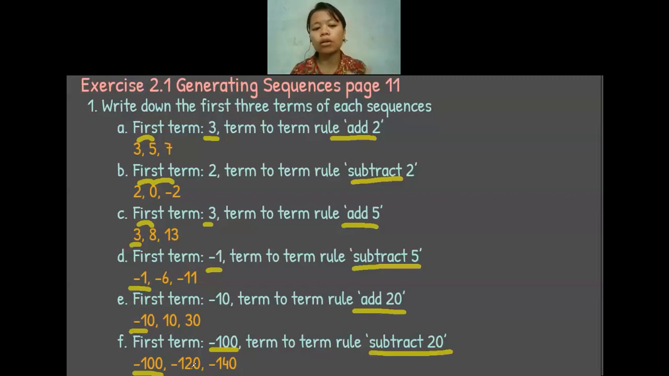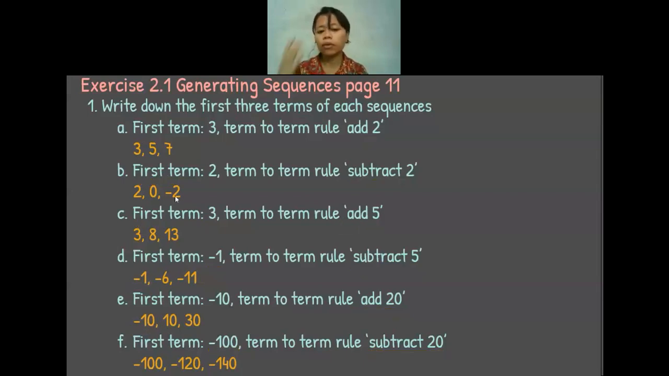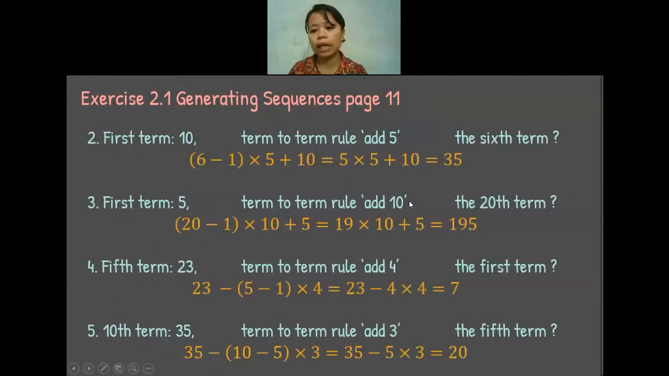Is there anyone who is confused so far at question 1, before I move to the next question? Is there anyone? No? Okay. If you have no question, let us move to question 2. Please feel free to ask me whenever you have any difficulties. Do not stay quiet, because if you stay quiet, I will assume that all of you already understand and I don't have to explain it more. So please feel free to ask me whenever you have any question.